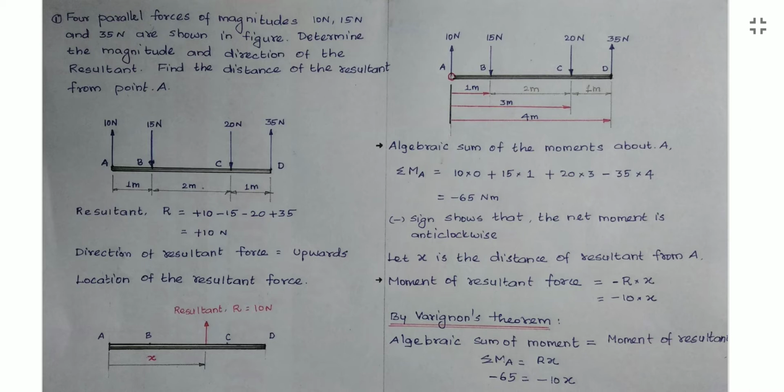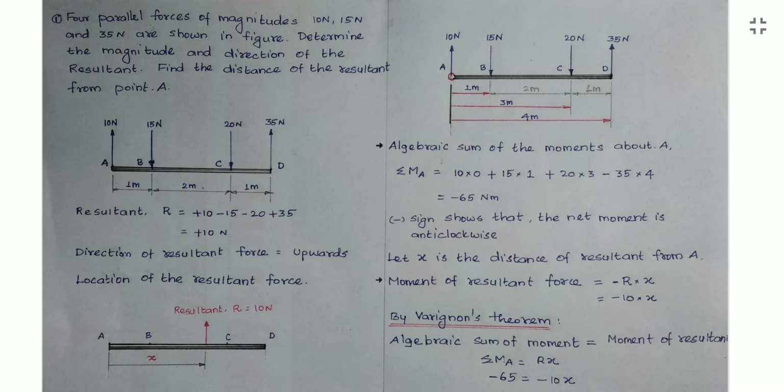So now our aim is to find this x. If we find the value of x, that is the resultant location. For that I am going to use the moment principle, by Varignon's theorem. We know Varignon's theorem: the algebraic sum of moments of all forces is equal to the moment of the resultant. I am going to use it.